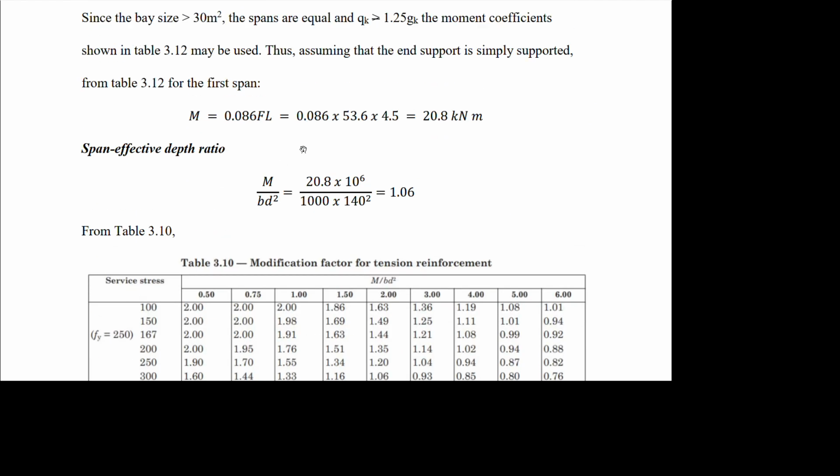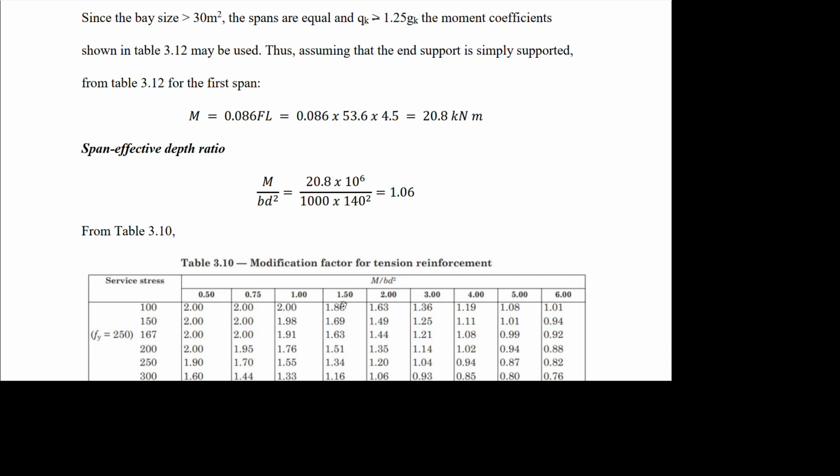You take M equals 0.086 FL, and our F is 50.6 as calculated the other time. Our L, which is the span, is 4.5. You get the value. Then we look at the span effective depth ratio. That's M over bd squared.